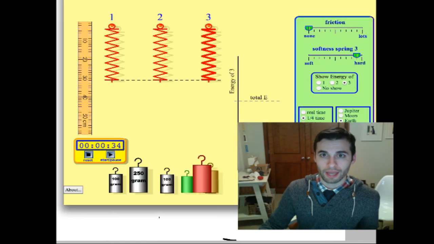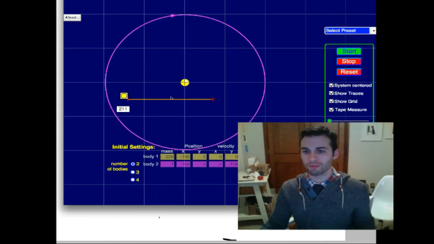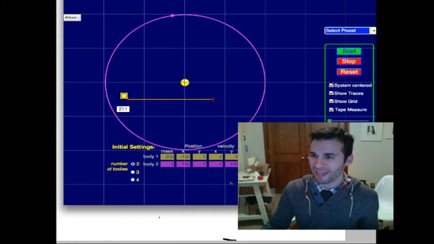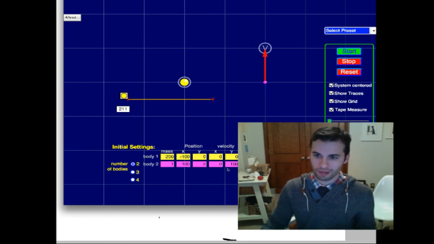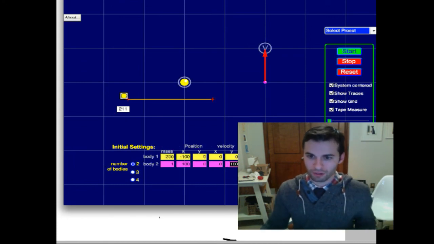So let's look at a solar system, but let's make it a little less circular. Let's make it a little bit more elliptical. So let's put that at 50. Let's see how we do.